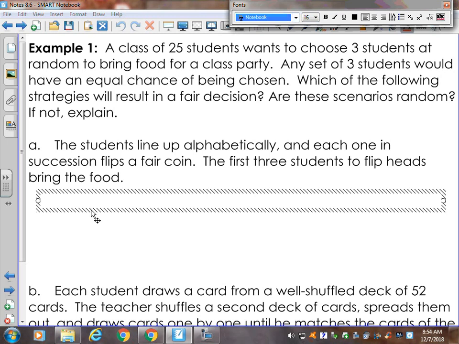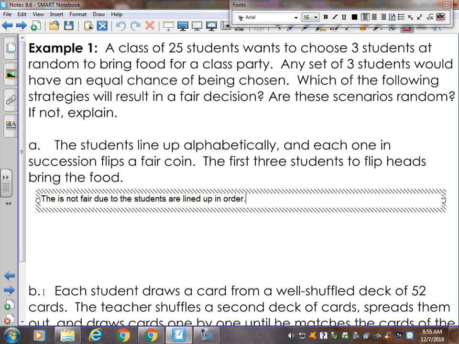Well, it's not writing. Let me try again. This is not fair due to the students are lined up in order. So it basically has a lot to do with the fact that that's not very random.